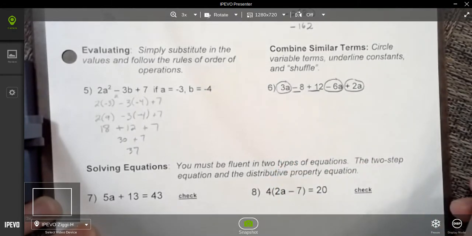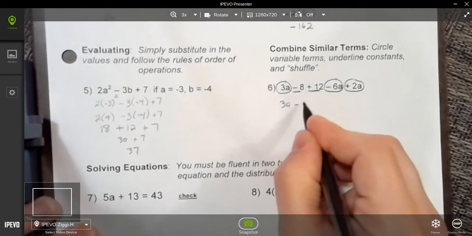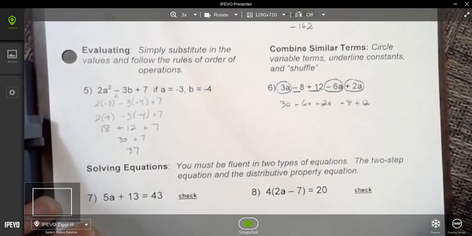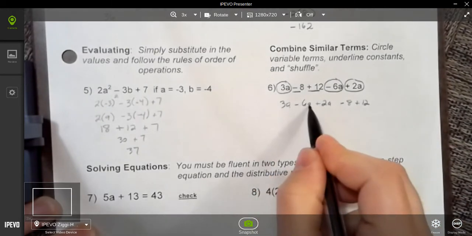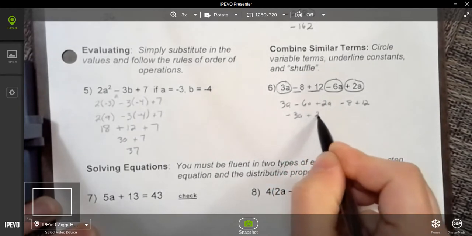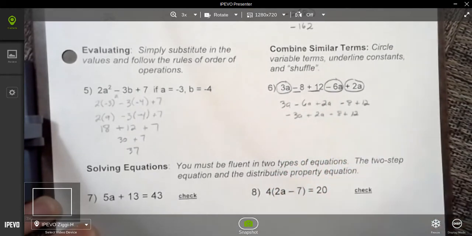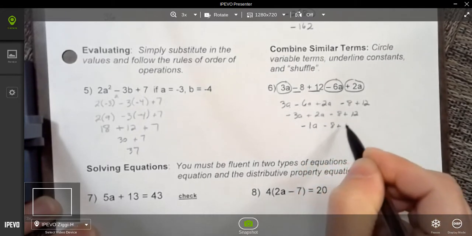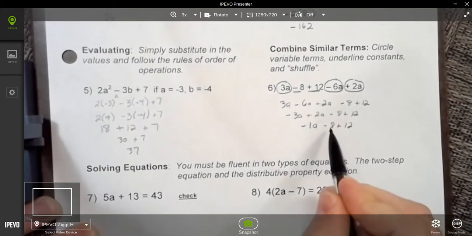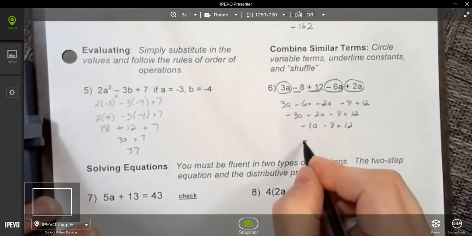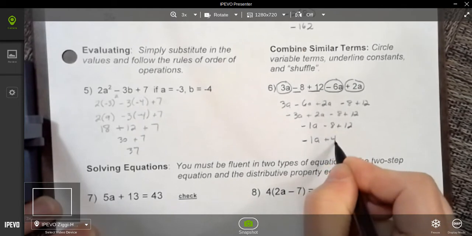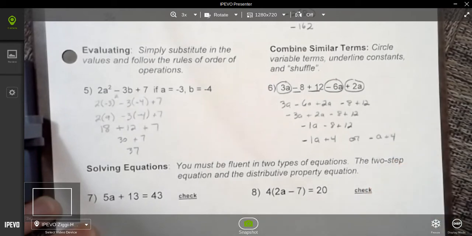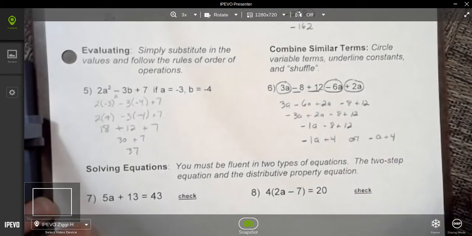And so I'm going to reorder this, variable terms first. I'm going to have 3a minus 6a plus 2a minus 8 plus 12. And now I'll combine my similar terms. 3a minus 6a is negative 3a. And I'm just going to bring everything else down to the next line. Negative 3a plus 2a is negative 1a. And now all I have left are my constants combined. Negative 8 plus 12 is a positive 4. So I'm going to have negative 1a plus 4. Or you can just write that as negative a plus 4 if you would rather. They are equivalent expressions.